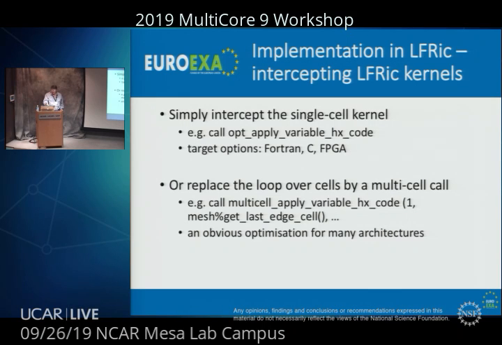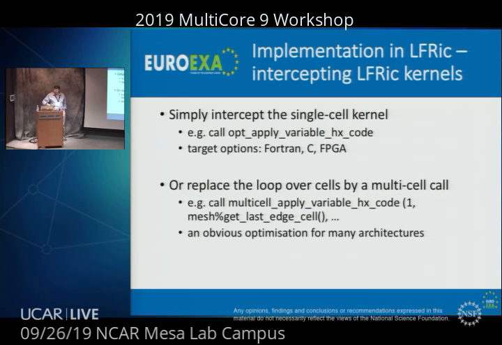One is called apply variable HX code, which is part of the Helmholtz solver, and one is a pure matrix vector multiply, like I did in the simple example. And by making slight modifications to the Elfric code, I can offload those onto the FPGA. There are two ways of doing this.